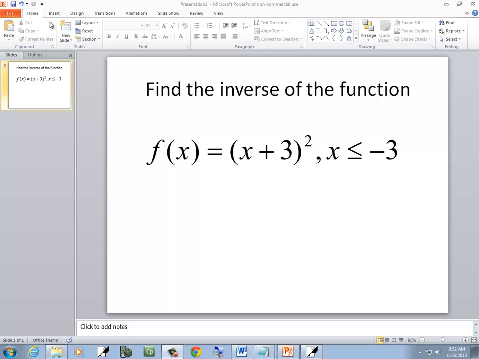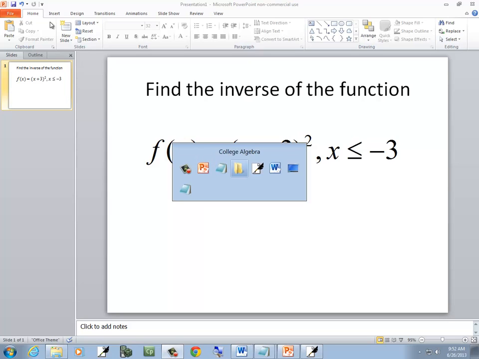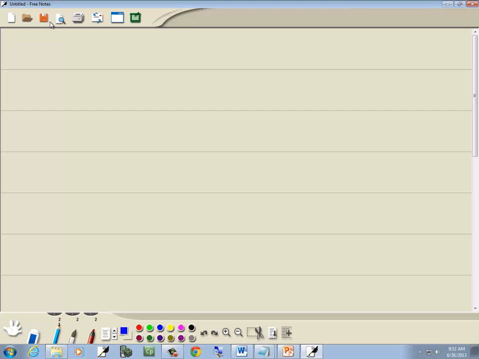In this problem, we want to find the inverse of the function. So we got f of x is equal to (x + 3)², and x is less than or equal to negative 3. Well, first off, it is 1-to-1 because they put a condition on here. They're putting that condition on there to make it 1-to-1, which means we can work the problem.